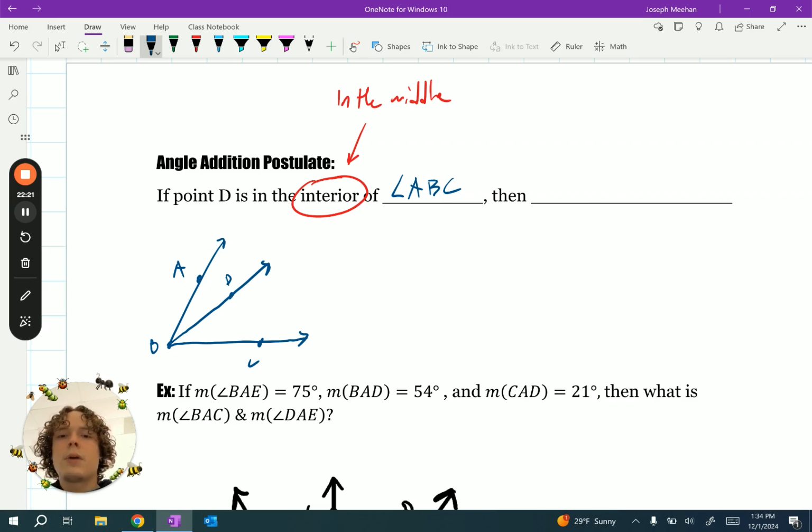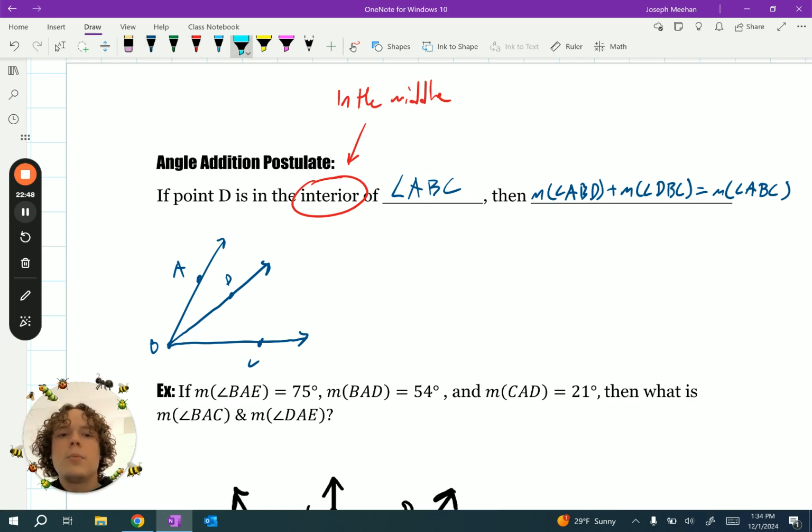So here it says a point D is in the interior of angle ABC. Then the measure of angle ABD, actually I'm going to write that, the measure of angle ABD plus the measure of angle DBC equals the measure of angle ABC.